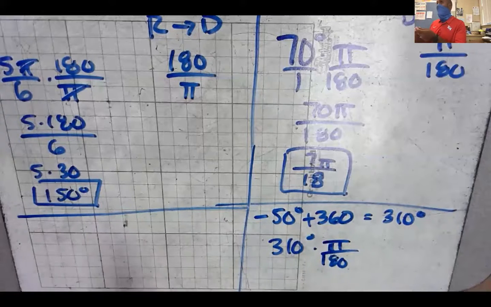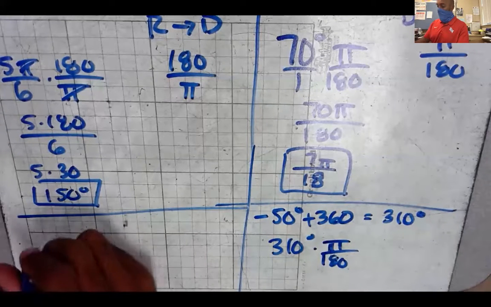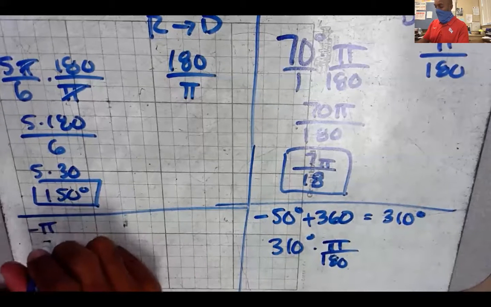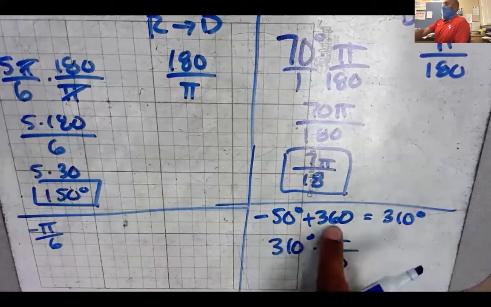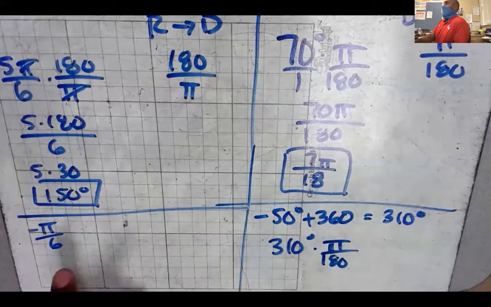Now let's say you're doing that in radians though. Let's say you're starting with pi over 6. Well, here I add 360, but in radians, what are you at? What's the same as 360 in radians? 2 pi.